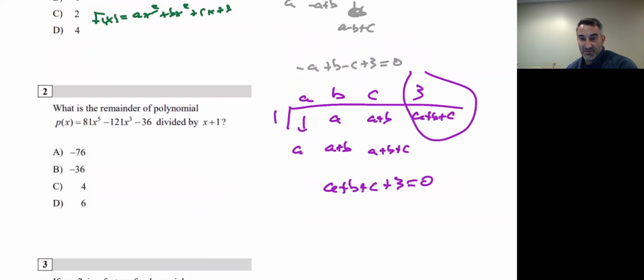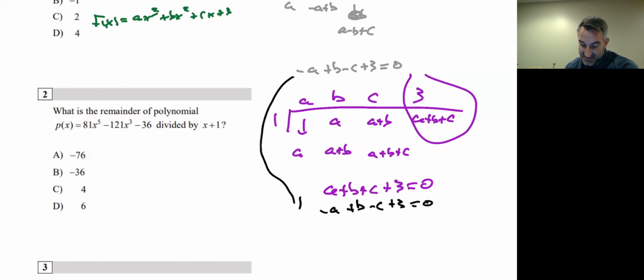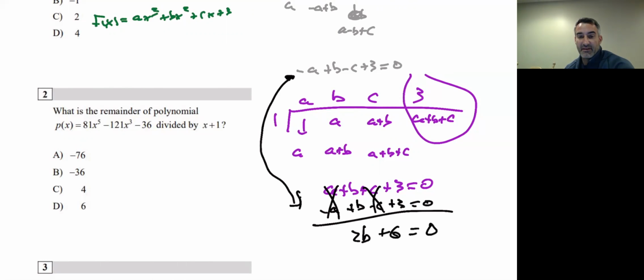Okay, now watch the magic. I'm just going to rewrite this right below it: -a plus b minus c plus 3 equals 0. It's the exact same equation. I just rewrote it down there. Now, when I add down, Algebra 1 tool, those cancel. B plus b is 2b. The c's cancel because that's 0c, plus 6 equals 0. Now solve for b, and you're done. That is hard, guys.